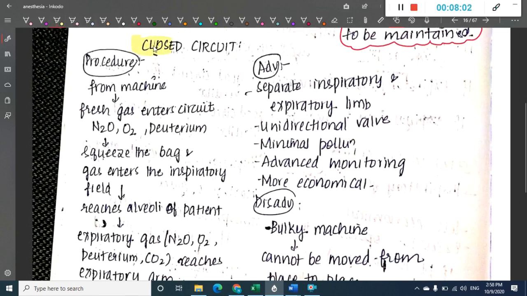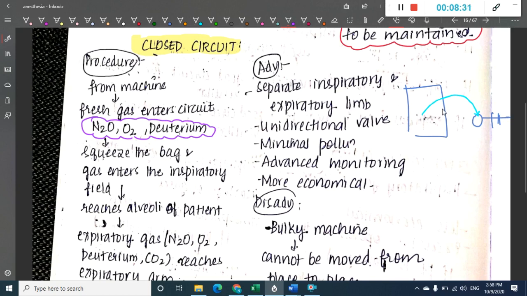Then we have the closed circuit. So what is important in the closed circuit? In the closed circuit, this is almost similar to the open circuit. So if you see, this is the anesthesia machine, this is the patient. Okay, now through the anesthesia machine there is fresh gas which is entering into the patient. Here the fresh gas contains nitrous oxide, oxygen and deuterium, same as that of the normal semi-closed.